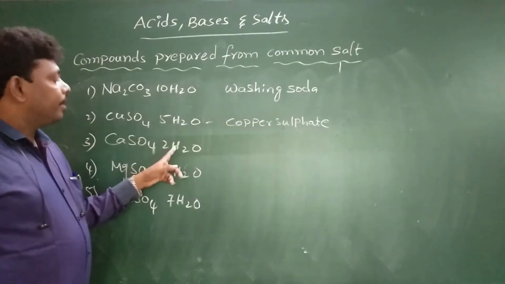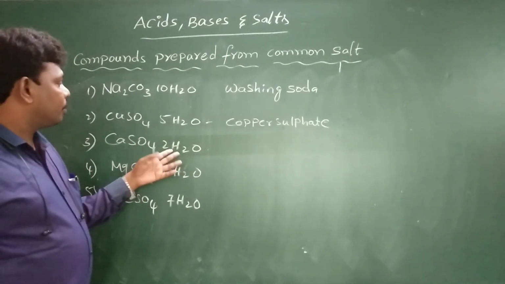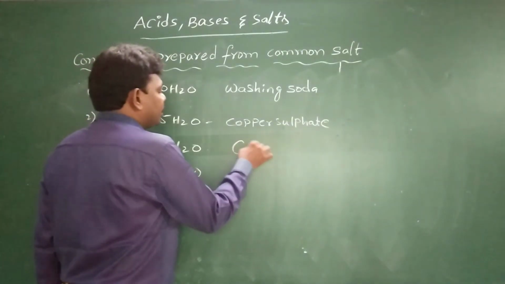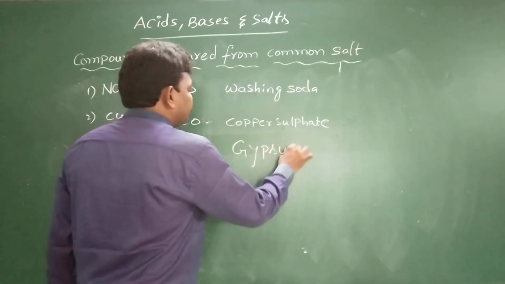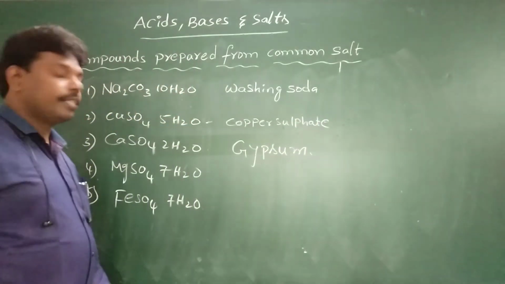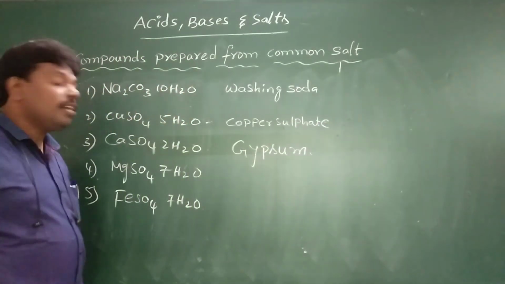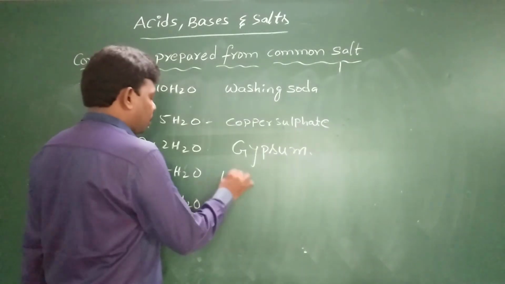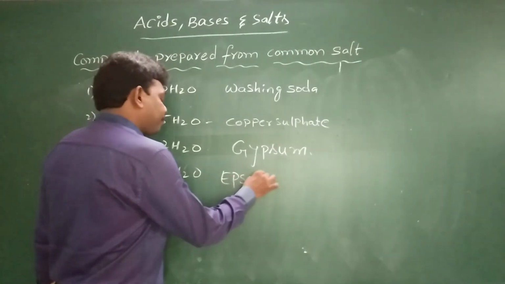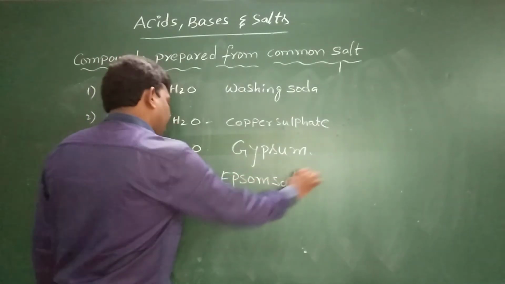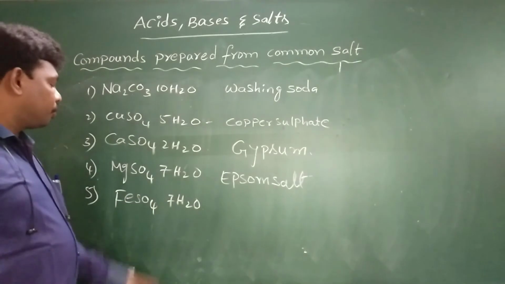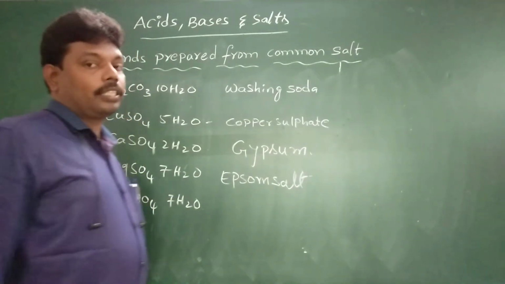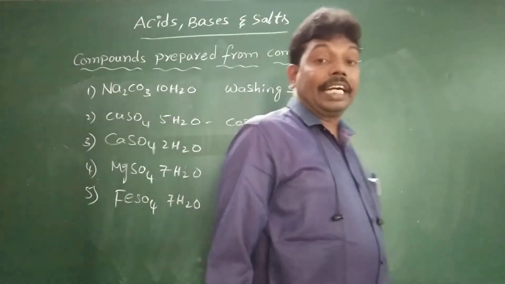Calcium sulfate with 2 water molecules is called calcium sulfate dihydrate. Another name for this is gypsum. The general name of this CaSO4 is gypsum. Next, magnesium sulfate 7H2O is called Epsom salt. FeSO4 7H2O is ferrous sulfate heptahydrate. Okay, these are the hydrated salts.